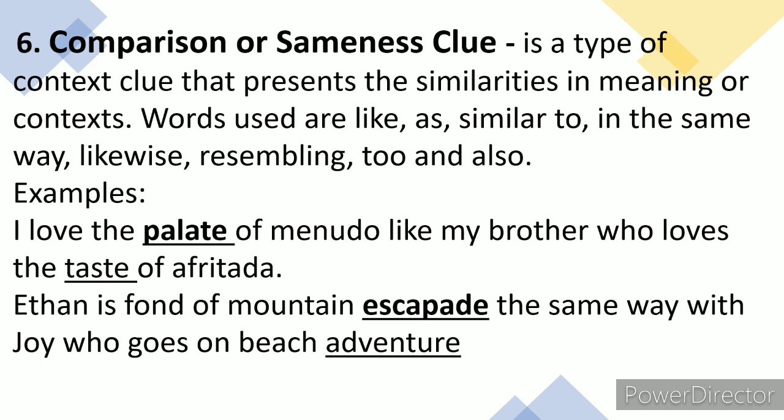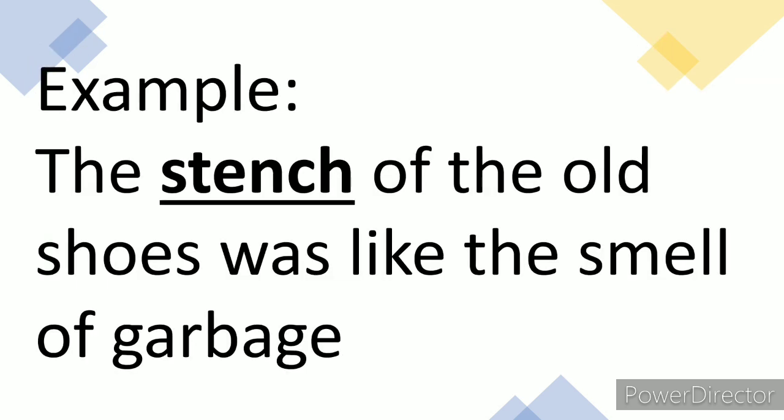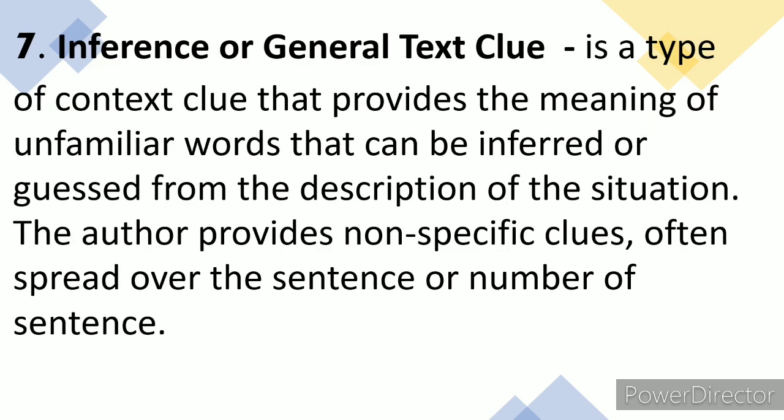Example: The stench of the old shoes was like the smell of garbage. The unfamiliar word is stench. From the clue, like the smell of garbage, you can identify that stench means bad smell or unpleasant smell, because it's like the smell of garbage. That's the clue.